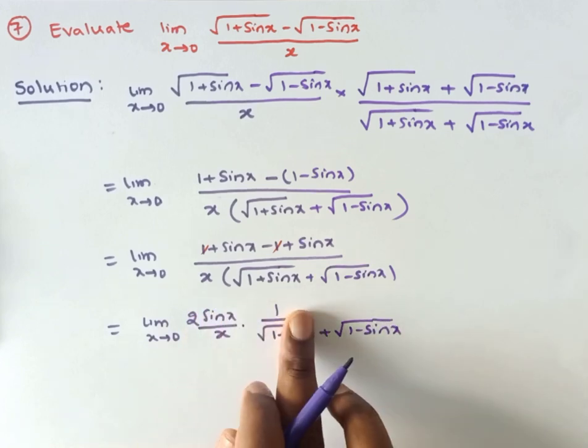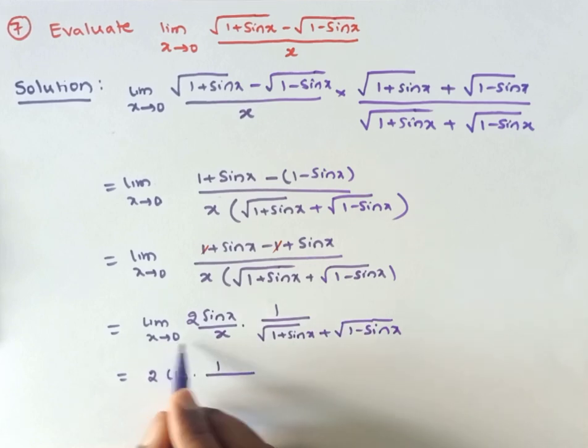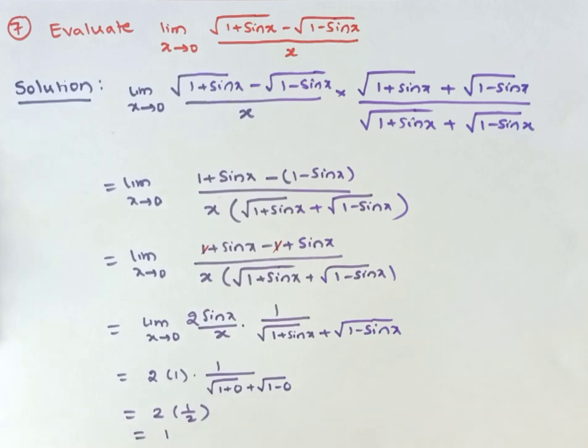Now here it is f of x into g of x form. So here you need to apply the limit for both. 2 is a constant, so 2 into limit x tends to 0 of sin x by x is 1, into 1 divided by, as x goes to 0, root of 1 plus sin 0, which is 0, plus root of 1 minus sin 0, which is 0. So finally it is 2 into 1 by 2. 1 plus 0 is 1, root of 1 is 1, 1 minus 0 is 1, root of 1 is 1. So finally this is 1. So the answer for this problem is 1.